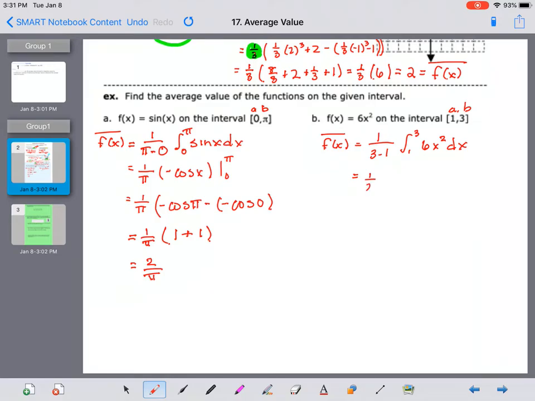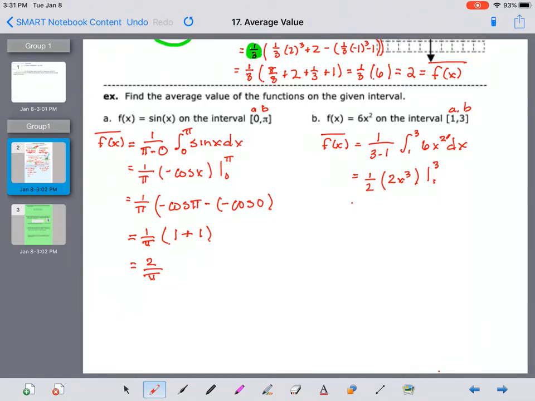So 1/2, we're going to simplify that, and then we're going to take the integral. The integral of 6x squared gives us 2x cubed, and we're going to evaluate from 1 to 3. Remember, we're adding 1 to our exponent and dividing by that new exponent, so when we add 1 to 2, right there, we get 3, and when we divide by 3, that 6 over 3 reduces to 2. So that's how I got that.